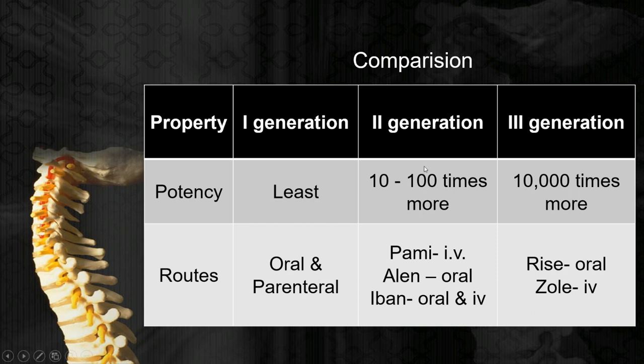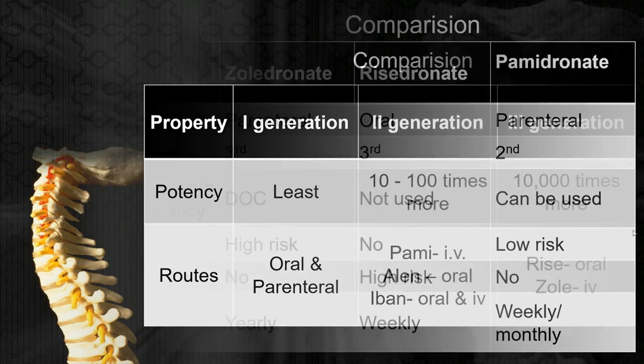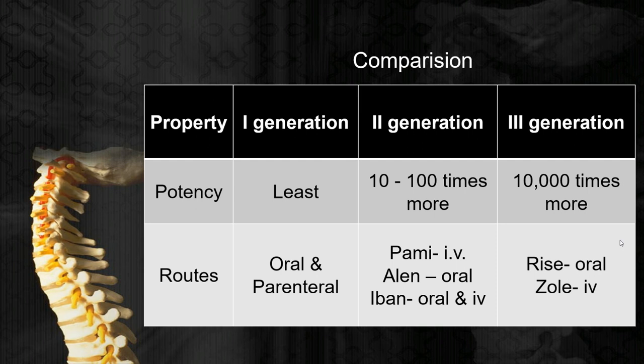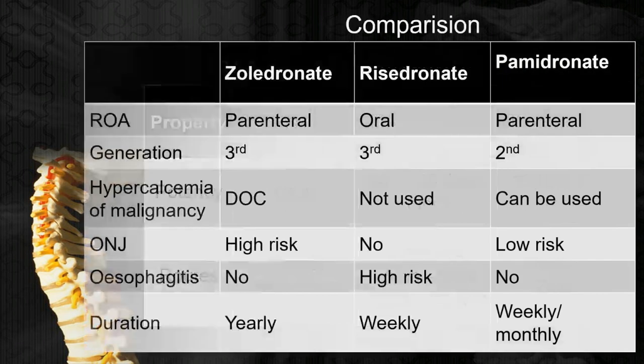Second generation bisphosphonates include pamidronate, which is given intravenously, alendronate, which is given orally, and then ibandronate. This can be given either orally or intravenously, depending upon the requirement and the indication. The third generation includes risedronate and zoledronate. Risedronate is given orally, whereas zoledronate is given intravenously.